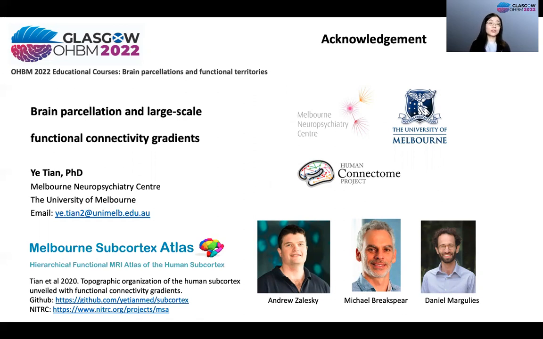Most of the things I talked about can be found in this paper, and the atlas is available to download from the GitHub page. The MATLAB codes to run the null hypothesis testing and the gradient mapping can also be found on the website.